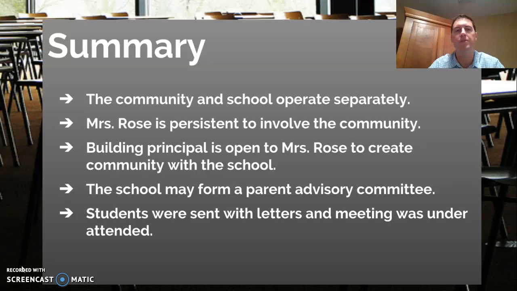He's against PTOs and PTAs, but he is willing to have a parent advisory committee, and so they send letters home, and the meeting for getting parents involved is drastically under attended.